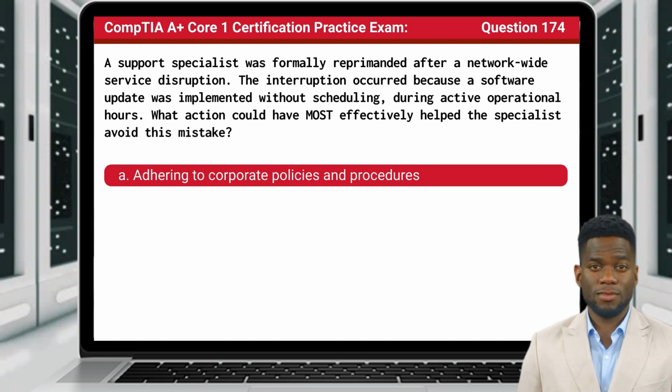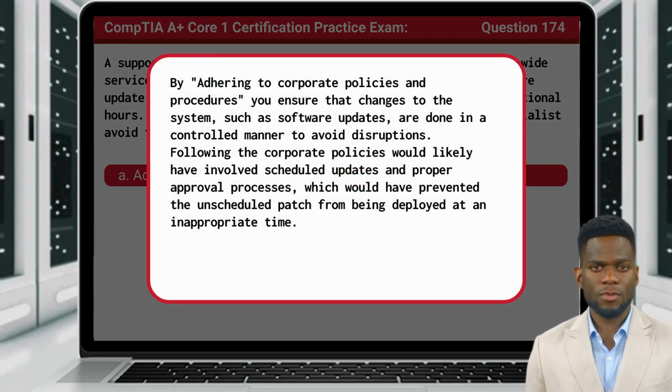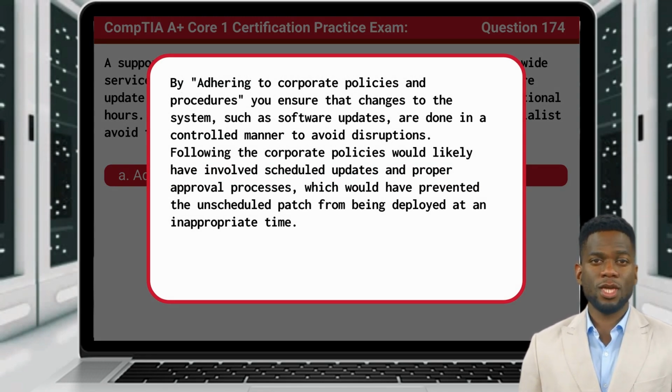The answer is A. Adhering to corporate policies and procedures. By adhering to corporate policies and procedures, you ensure that changes to the system, such as software updates, are done in a controlled manner to avoid disruptions. Following the corporate policies would likely have involved scheduled updates and proper approval processes, which would have prevented the unscheduled patch from being deployed at an inappropriate time.